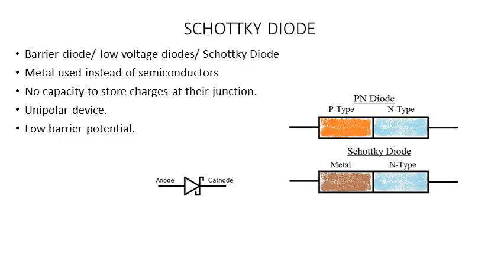Next, let's look at the Schottky diode. Before looking at the Schottky diode, let's look at one concept. You will be able to connect a PN diode in a forward bias as well as in a reverse bias. In both cases, we will have the depletion region being formed. When you connect it in a forward bias, the capacitance that is formed is called the diffusion capacitance. When you connect it in the reverse bias, the capacitance that is formed is called the transition capacitance.